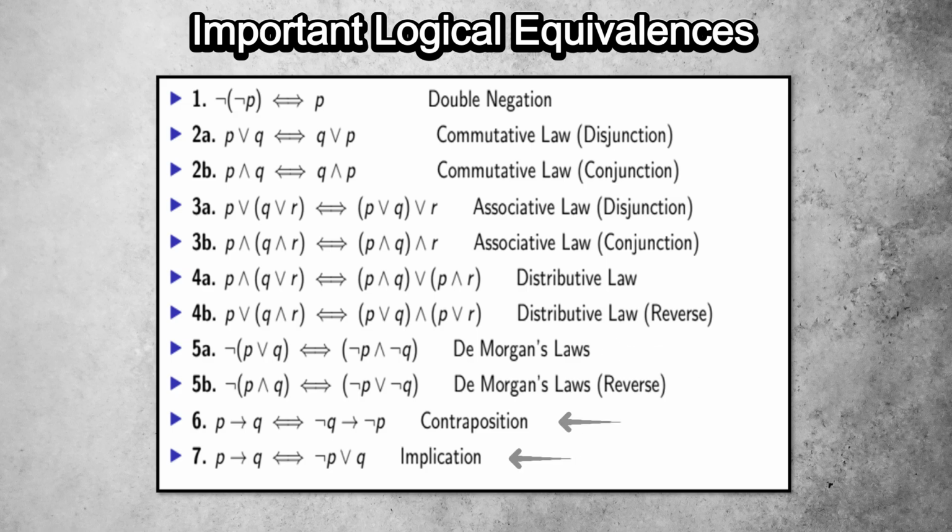Finally, we have two important logical equivalences associated to implication. The first one states that P then Q is logically equivalent to not Q then not P, and this is called contraposition. And the last one states that P then Q is logically equivalent to not P or Q. We encourage the reader to verify these equivalences by constructing truth tables. You will notice that in doing so, you will have a tautology.